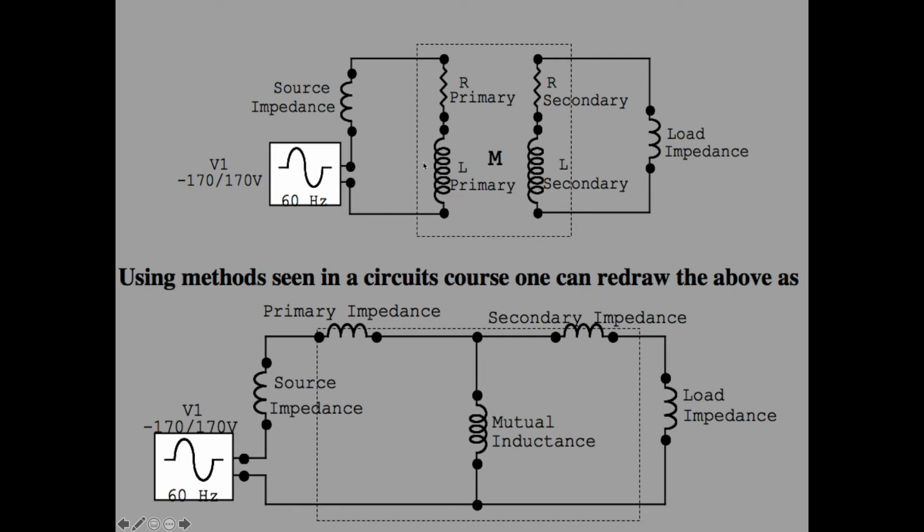Now, one can use methods, we're not going to do it, we can't do it here, but one can use methods to model your circuit as shown in the bottom diagram, where you have a source impedance, an impedance due to your coil, an impedance due to the secondary, and a mutual inductance, what connects the two coils together, and then your load impedance. And again, this is actually kind of complicated to analyze. We're not going to do it in this course. It would take me a whole class period at least to analyze this. So we're going to make some simplifying assumptions.